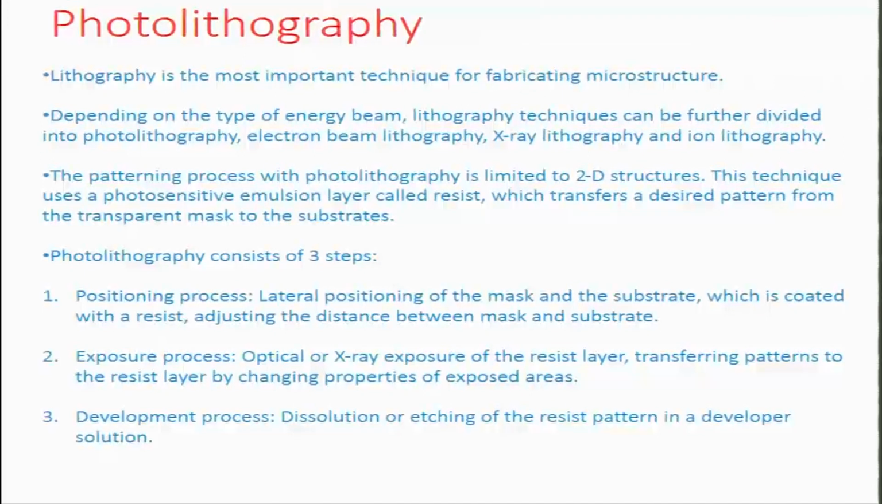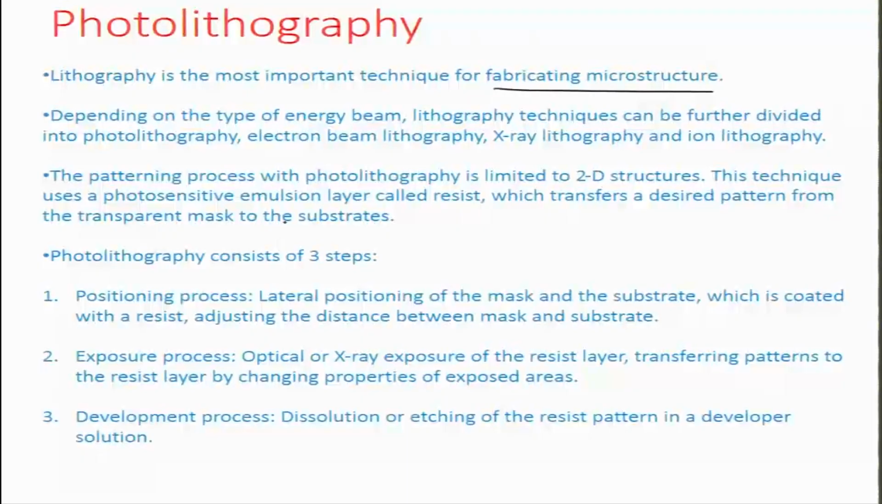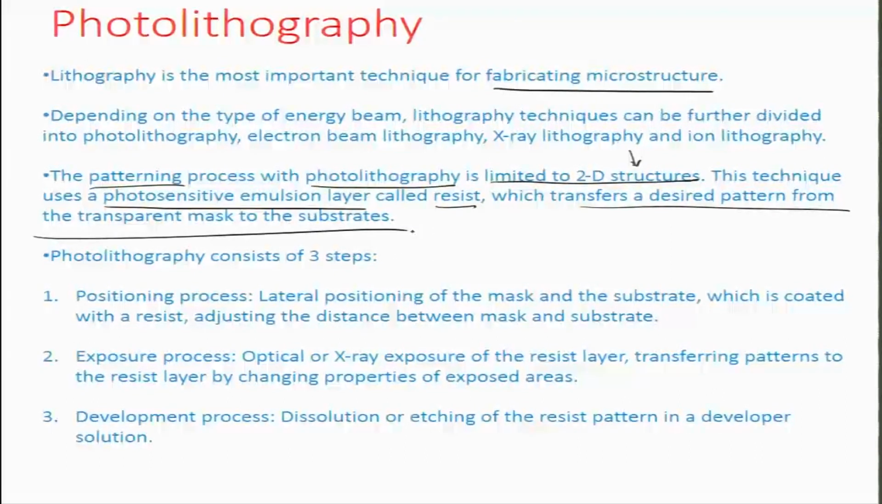And just as a recap, I would like to take you through the very basic essentials of lithography. We have talked about fabricating a microstructure where the issue was that of patterning using this technique, photolithography. We said that it is limited to 2D structure, but let's see in the next step, or even if you saw in the earlier step, how 2D can be extended to 3D. The technique uses a photosensitive emulsion layer called resist, which transfers the desired pattern from the transparent mask to the substrates.